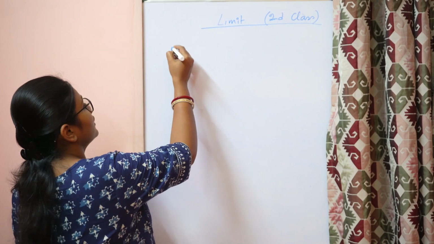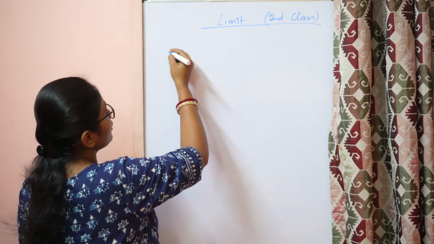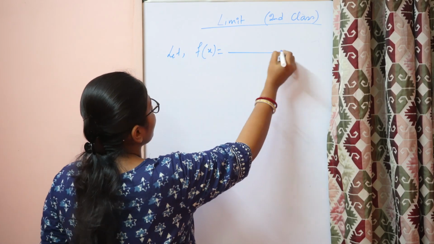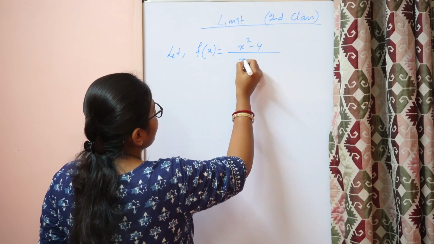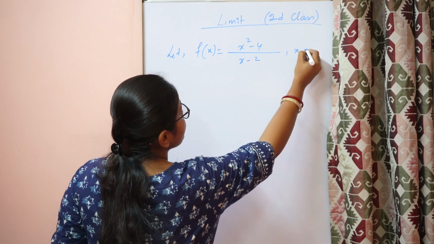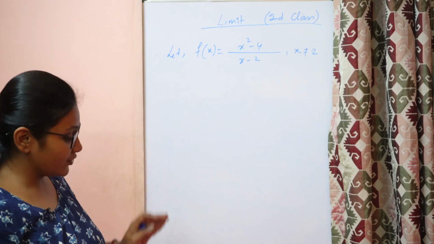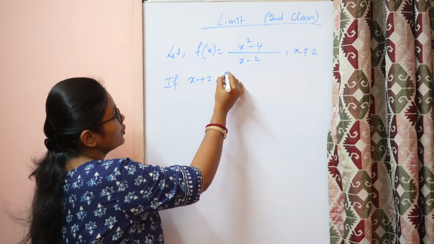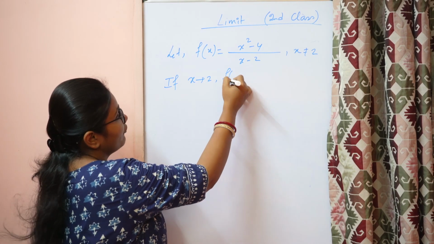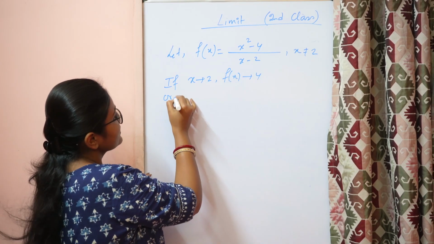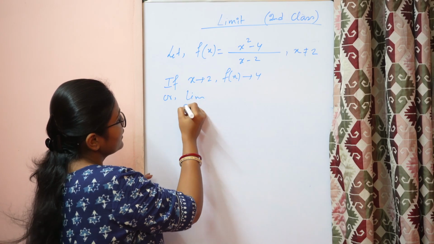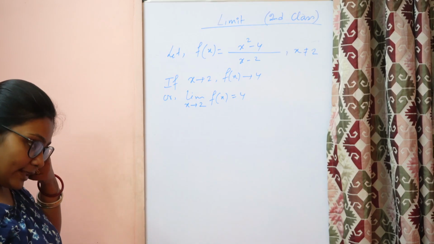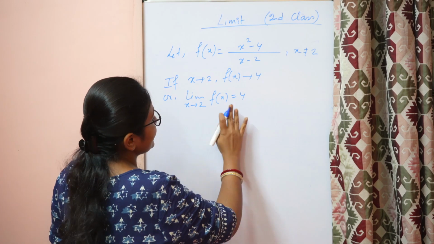Last day we have done the definition of limit where the example was that f(x) is equal to (x square minus 4) by (x minus 2), where x is not equal to 2. This was the function. So after elaborating it, we get if x tends to 2, f(x) tends to 4. Or we can say that limit x tends to 2, f(x) is equal to 4. So we can say that the value tends to 4.